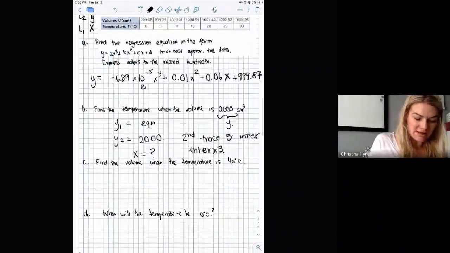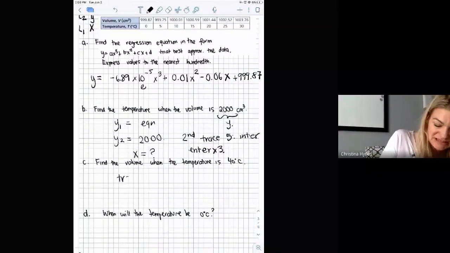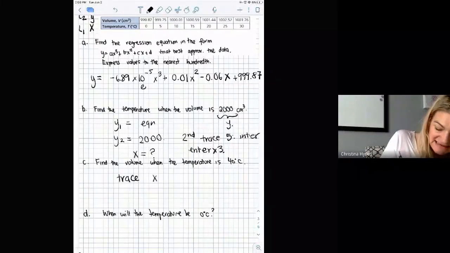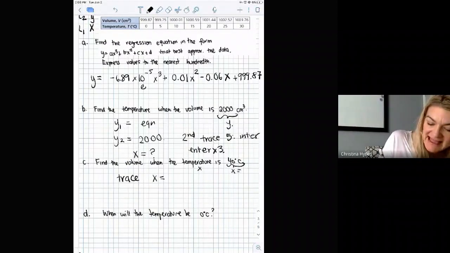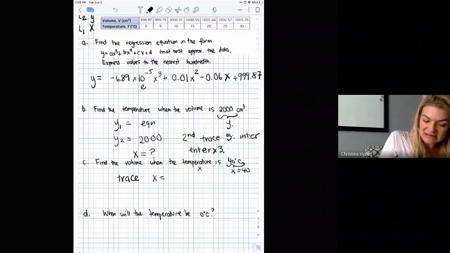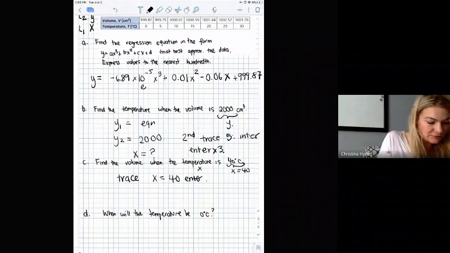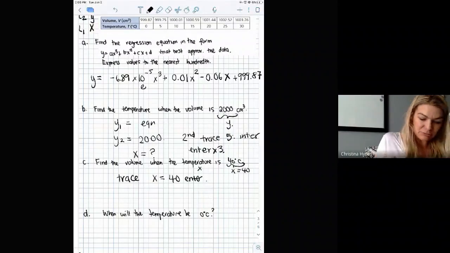For the next one, this is where you want to press trace, x equals whatever they're giving you for your x coordinate. Now remember, temperature for me is x, so they're giving us that x is equal to 40 degrees Celsius. So press trace 40 and then press enter. Let me see if this works here. Okay, mine did actually work for this one.